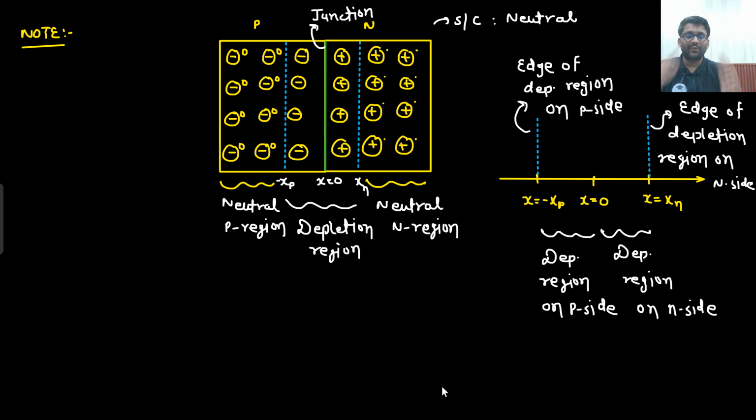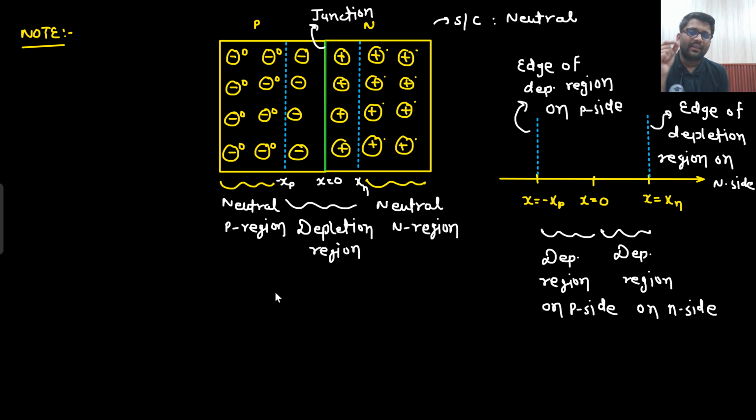junction. So what should click to you? Okay, this is the junction. If I say neutral P side, what should click to you? This side should click to you. Neutral N side, this side should click to you. Depletion region on N side, this should click to you. Depletion region on P side, this should click to you. So just the naming, nothing else.